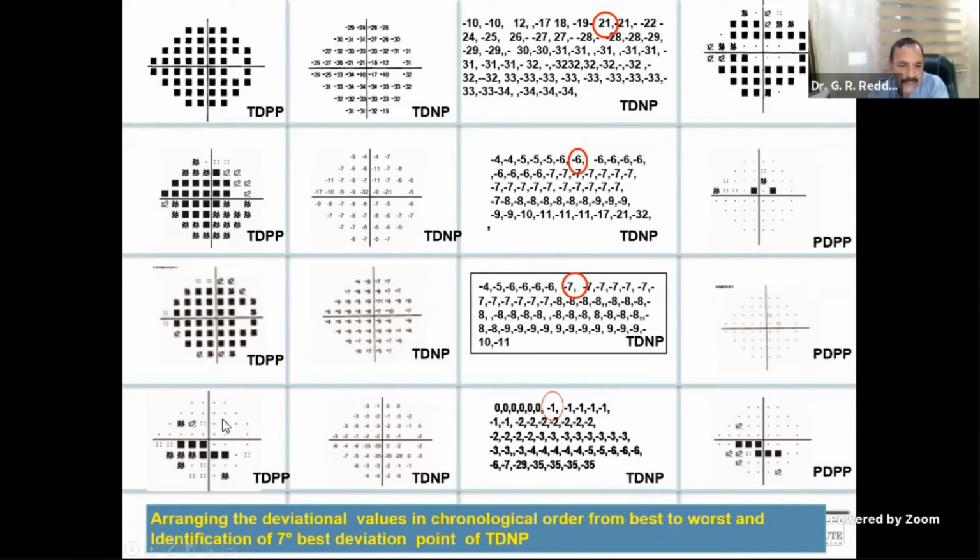It is a localized scotoma. In a localized scotoma, most of the points may be normal. There is no loss of retinal sensitivity. So some start with 0, you arrange 0, then -1, -2, and the worst point is -35. So the most important thing is to arrange in chronological order and select the seventh best deviation point in each category.